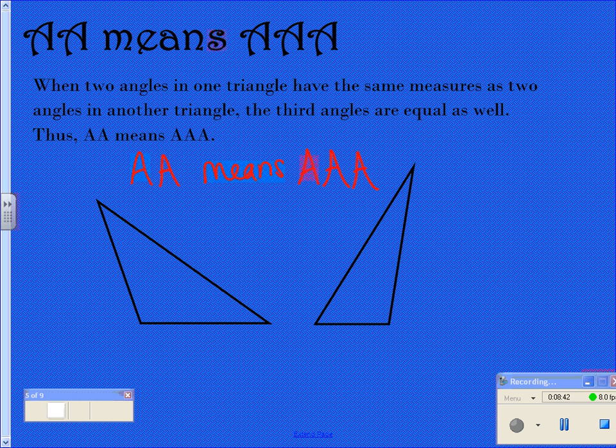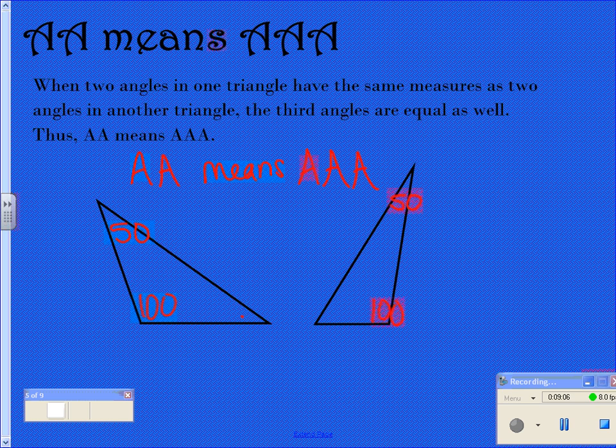And so what they say is AA means AAA. It means that if two angles are congruent, then all three of the angles have to be congruent. Does that make sense? These two triangles obviously are not congruent. Their angles aren't even close. But let's say this is 50 and this is 100 and this is 100 and this is 50.